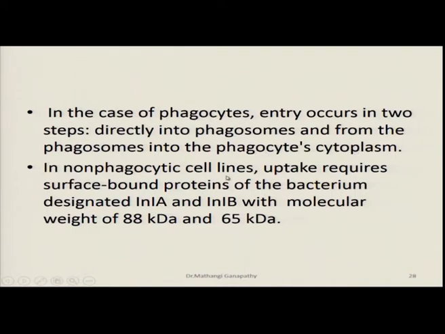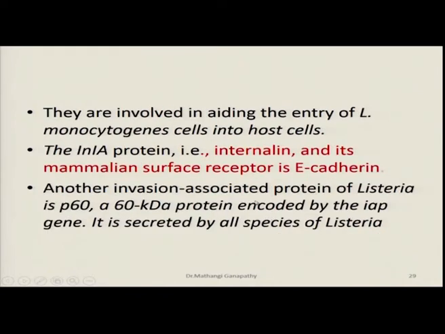In non-phagocytic cell lines, the uptake of the organism requires surface bound proteins of the bacterium, and these have been designated as InlA and InlB, and the molecular weight of these proteins is 88 kilodalton and 65 kilodalton. Now, these proteins help in the entry of the Listeria monocytogenes into the host cells. The first protein is called internalin, and on the mammalian cell it attaches itself to a receptor which is called E-cadherin. Then you have another associated protein which is P60. This is secreted by all species of Listeria.